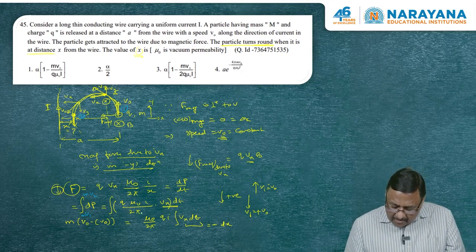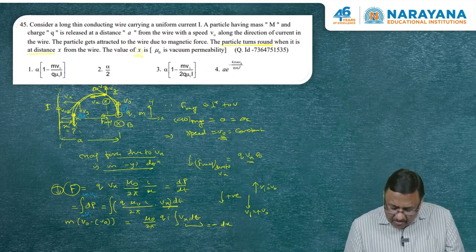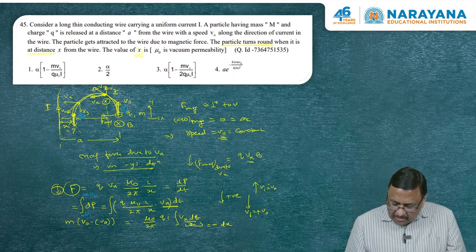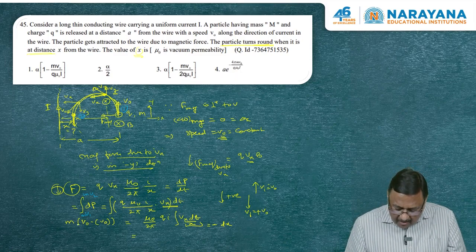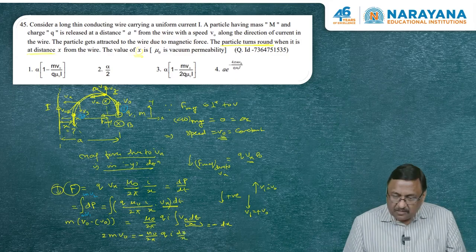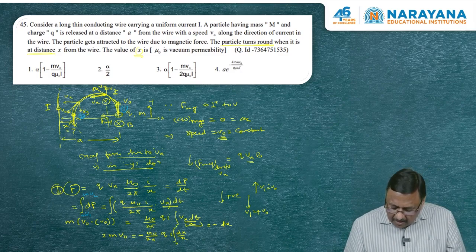The moment I am writing this, I have missed some factor over here, it is 2 pi x. So I will write it as dx divided by x, because x cannot be taken out of this integral. So dx upon x is the factor. You just see, I'm getting a minus sign here. I'm getting 2 times m into v naught equal to mu naught upon 2 pi qi, Vx dt we said is going to be minus dx, so I put a minus sign here, dx upon x. And x is changing, going from a to x.